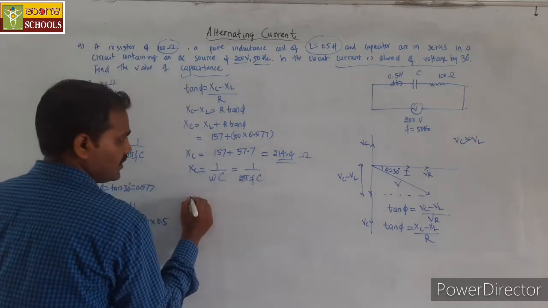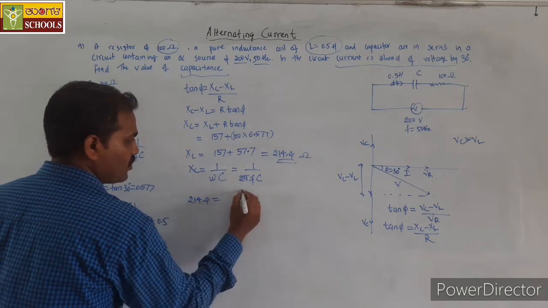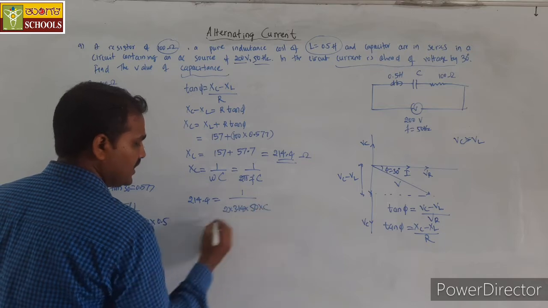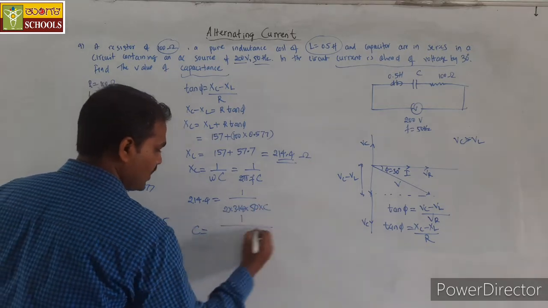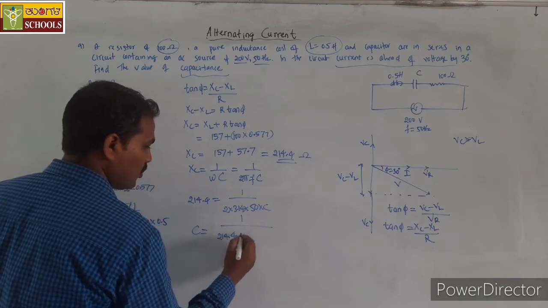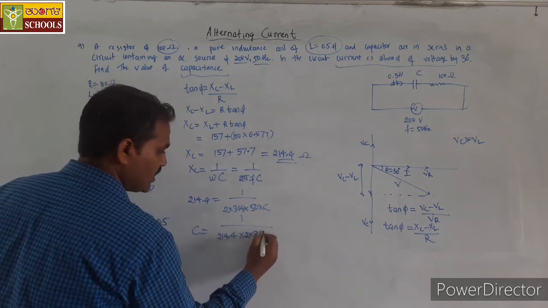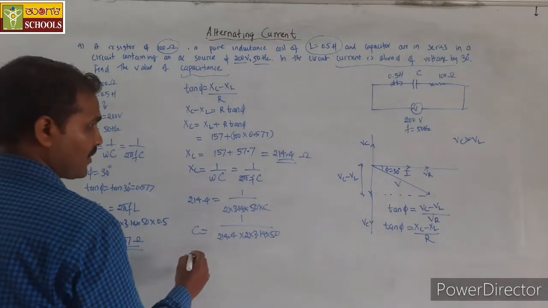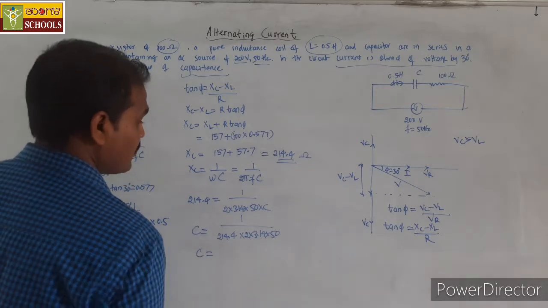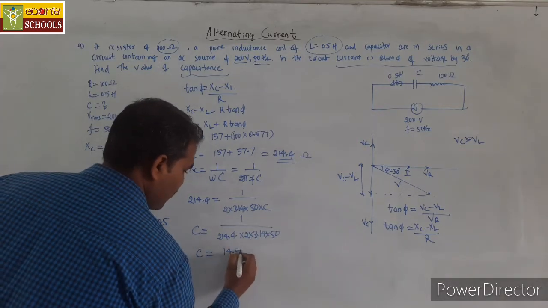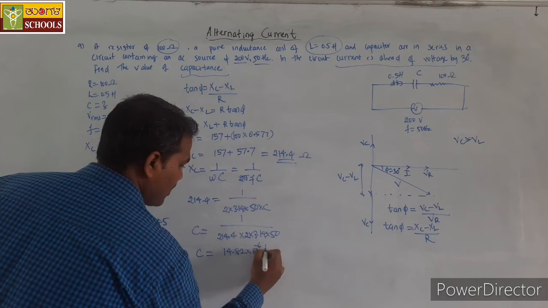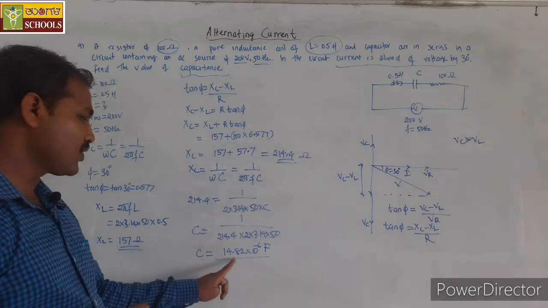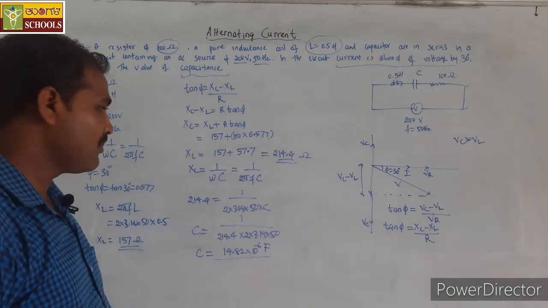So by using this, 214.4 is equal to 1 divided by 2 into 3.14 into 50 into C. So C I can calculate as 1 divided by 214.4 into 2 into 3.14 into 50. This value of capacitance I get as C is equal to 14.82 into 10 to the power of minus 6 farads. After simplifying this, I get the value of C is equal to 14.82 into 10 to the power of minus 6 farads.